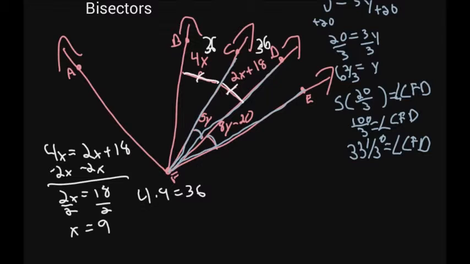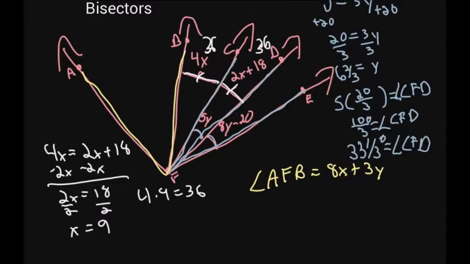Alright, last we need to solve one more. Hold on just a second. Alright, there we go. So angle AFB equals 8x plus 3y. Forgot to write that down when I first started. So AFB here, the measure of that angle is 8x plus 3y.